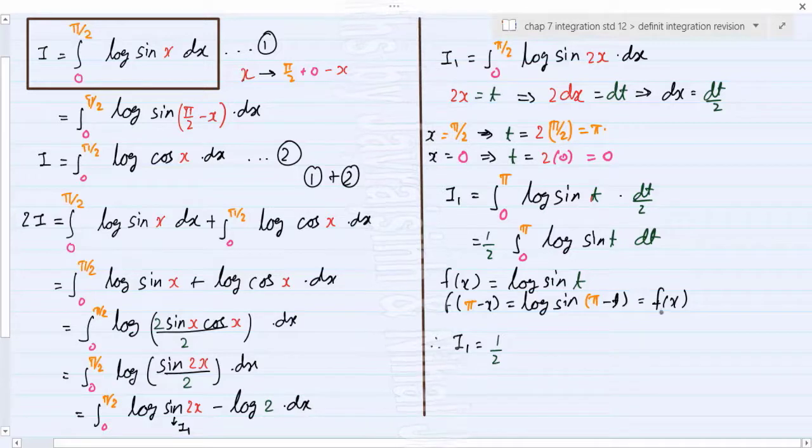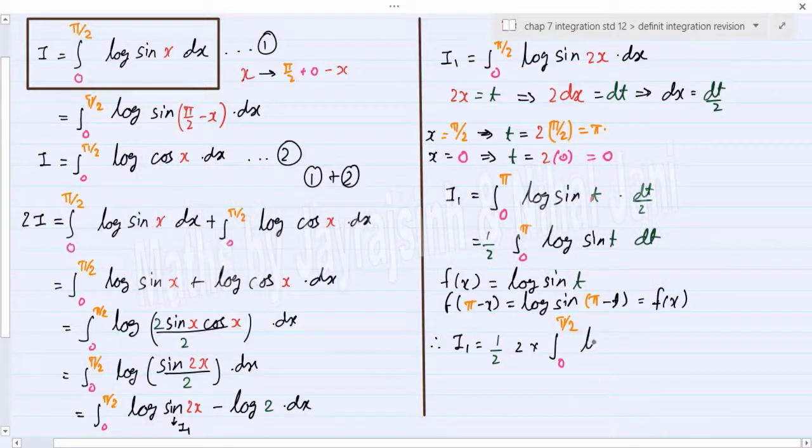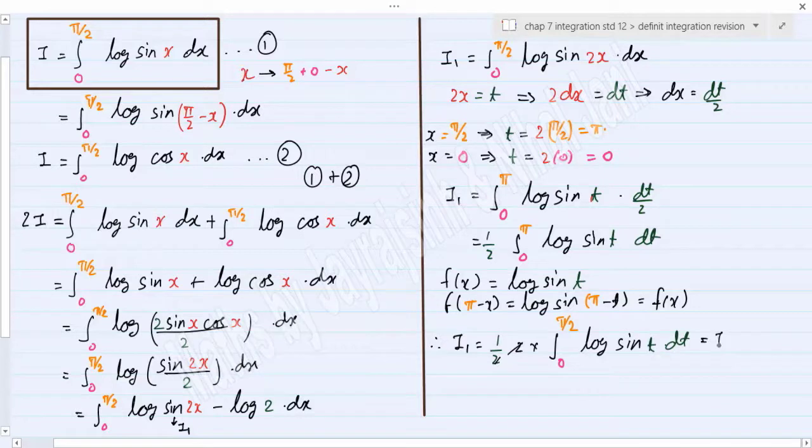Sine pi minus x is equal to fx, right? So we can simply make the limit half and multiply by 2. So 2 times the integration from 0 to pi by 2 of log sine t dt. Okay, so this 2 will cancel out, and as you can see, your I1 is exactly I. Let's call it equation number 3.